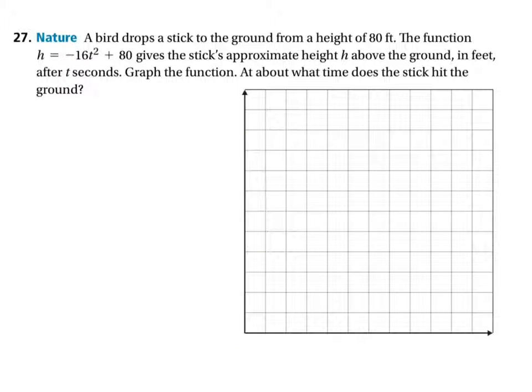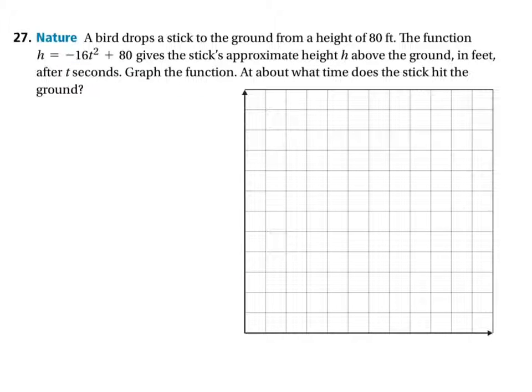Okay, so here's the setup. A bird drops a stick to the ground from a height of 80 feet. Just a fun fact: is the stick ever going to go above 80 feet if the bird drops it? No, it's not. So we already know something about its highest point in this whole thing. It's going to be as high as 80 feet, nothing higher.